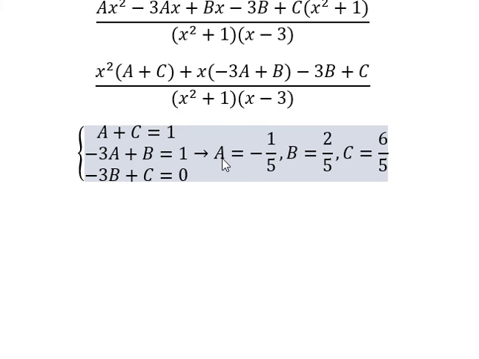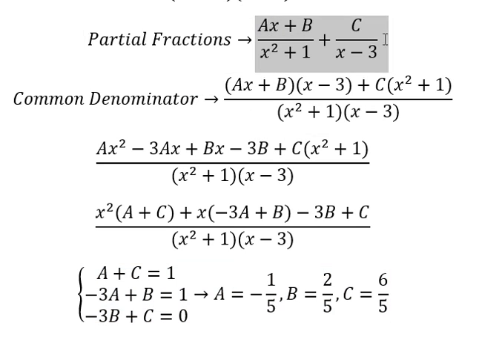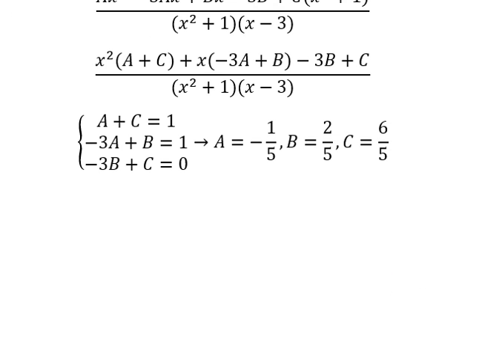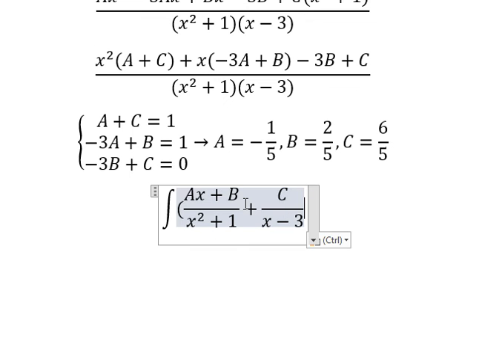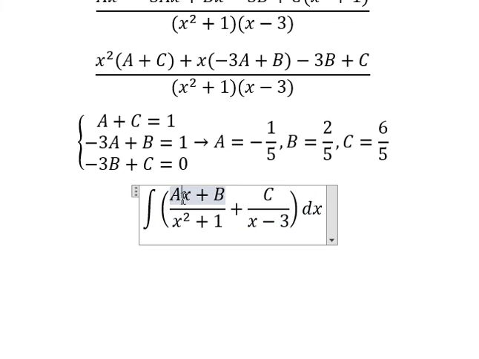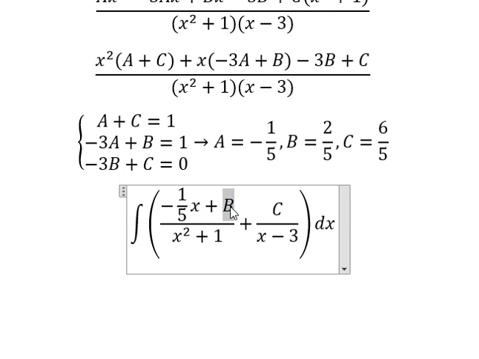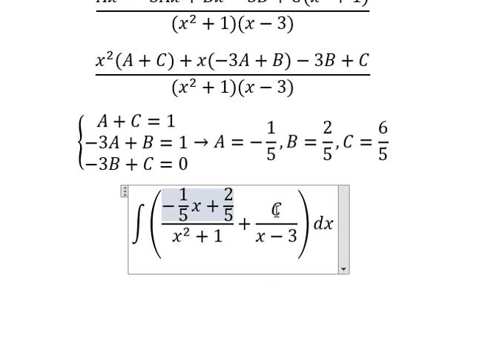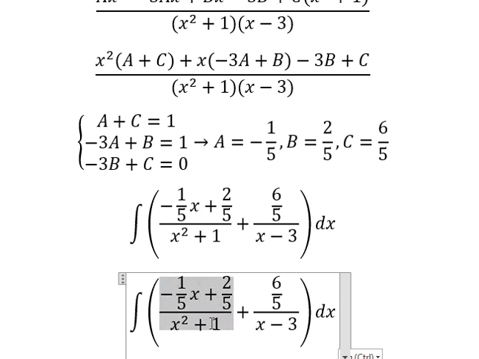And now I will put a, b, c in here. So a equals negative 1 over 5, b equals 2 over 5, c equals 6 over 5. And now we need to separate them in here.